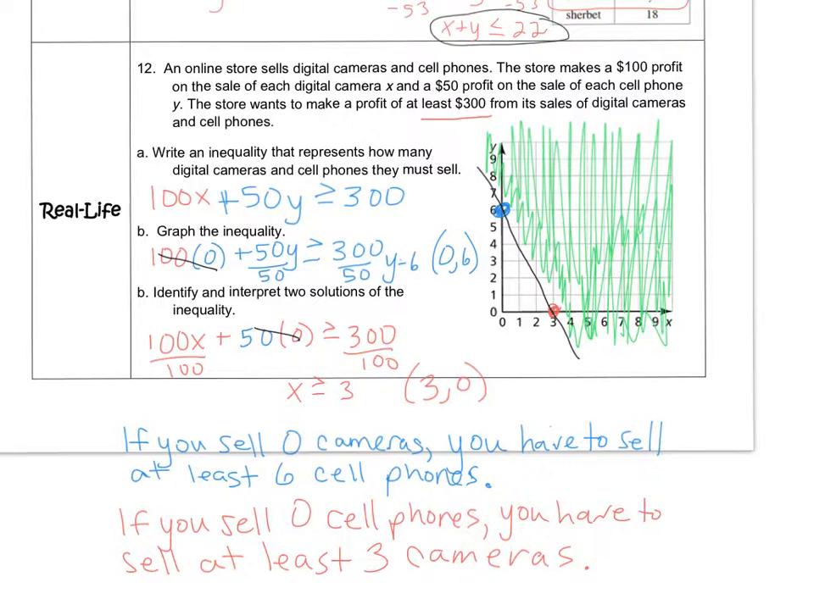Then to explain what it meant, I just explained what my two intercepts meant. So my first intercept, my y-intercept, says that if I sell 0 cameras, I've got to sell at least 6 cell phones. And my x-intercept says if I sell 0 cell phones, I have to sell at least 3 cameras. And anything on that line is a solution of a combination between cell phones and cameras, and then everything in the green is also a solution.